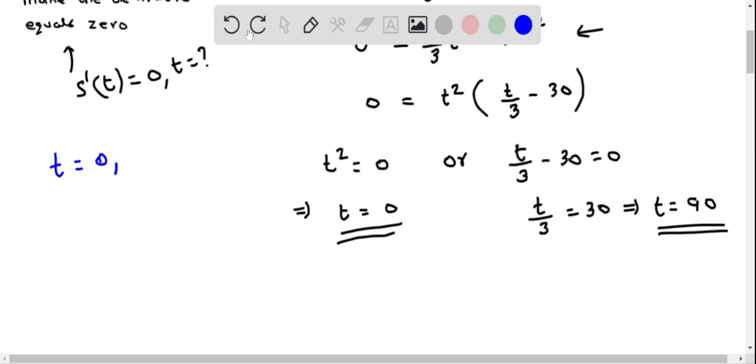So we can say that the two values of t that make the derivative equal 0 are: either t equal to 0 or t equal to 90. So these are the two values of t that make the derivative equal 0.